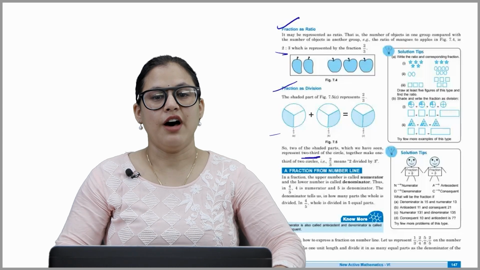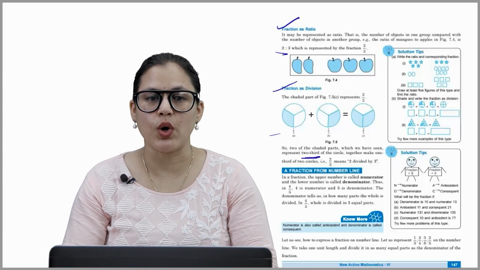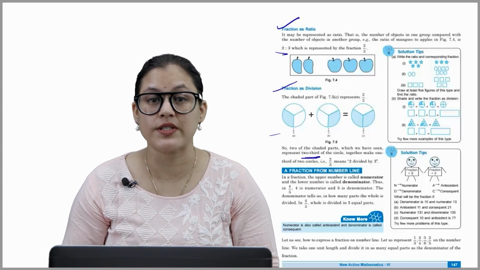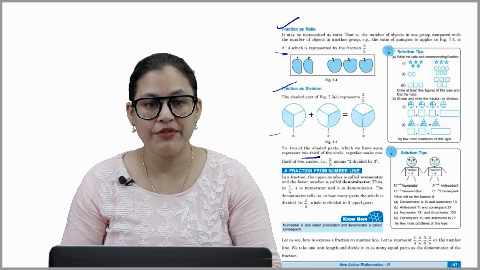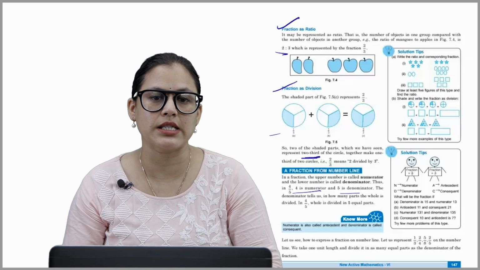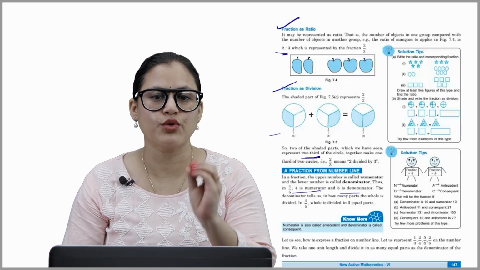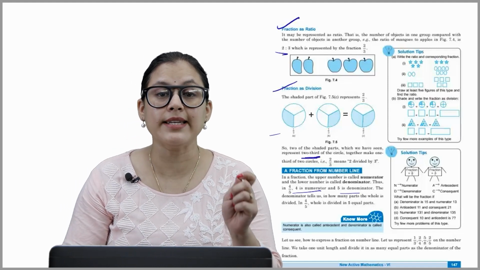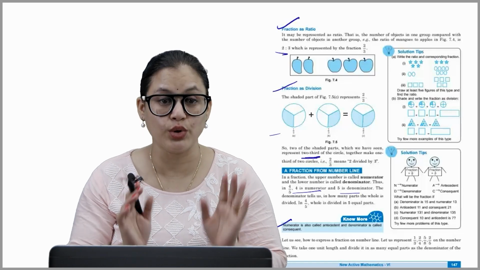Okay, a fraction from number line. In a fraction, the upper number is called the numerator and the lower number is called the denominator. We already know that. We have studied in previous classes also, right? Thus, in 4/5, 4 is the numerator and 5 is the denominator. The denominator tells us how many parts the whole is divided into. In 4/5, the whole is divided into 5 equal parts. Numerator is also called antecedent and denominator is called consequent.